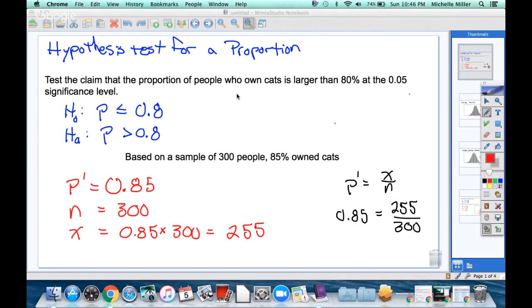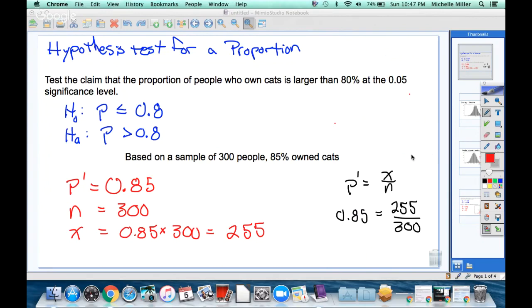The alternative hypothesis will never have an equal sign in it, and the null hypothesis will have an equal sign. In this case, I want my alternative hypothesis to be the claim that the proportion is greater than 80%, which is 0.8 as a decimal. The null hypothesis I chose is that the population proportion P is less than or equal to 0.8. It could have been P is equal to 0.8. That would be a suitable null hypothesis.